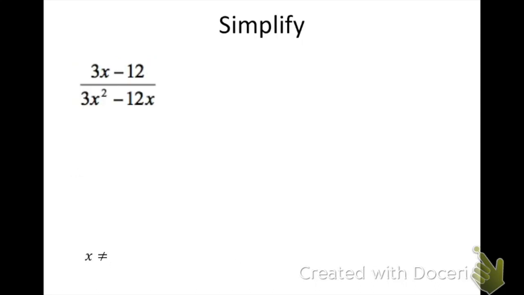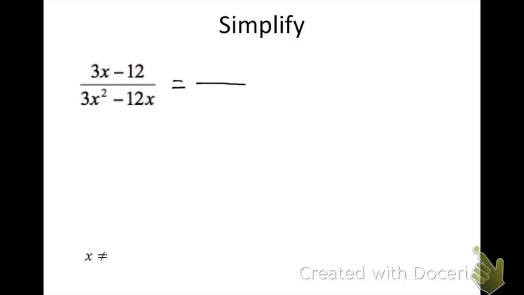This problem looks different than the last problem because I have subtraction going on. Subtraction or addition, it wouldn't matter which one. So what we're going to have to do is factor the top and factor the bottom. So whenever you have binomials, you're either looking for a greatest common factor and or a difference of squares.